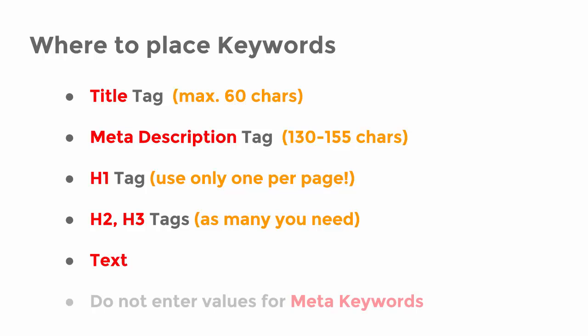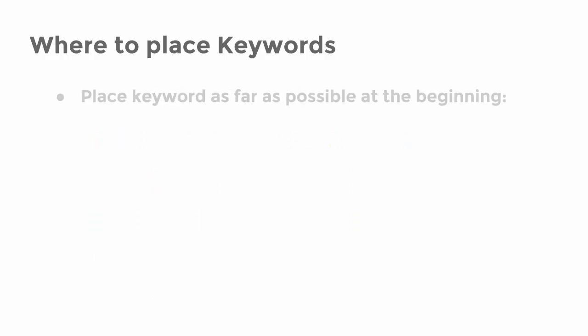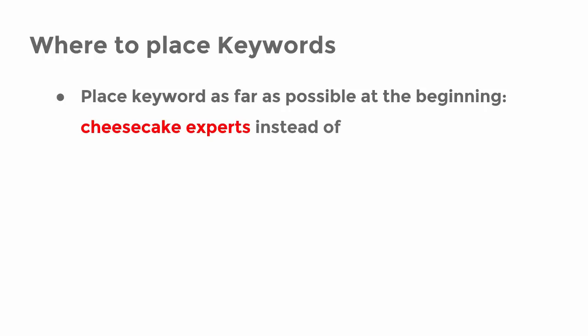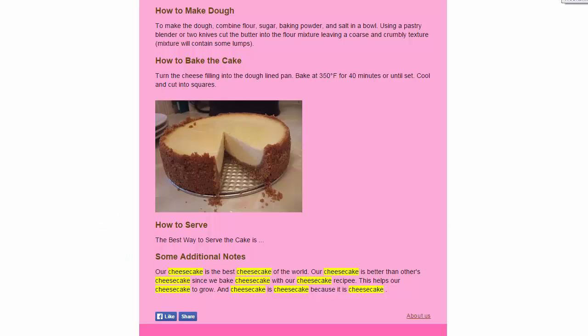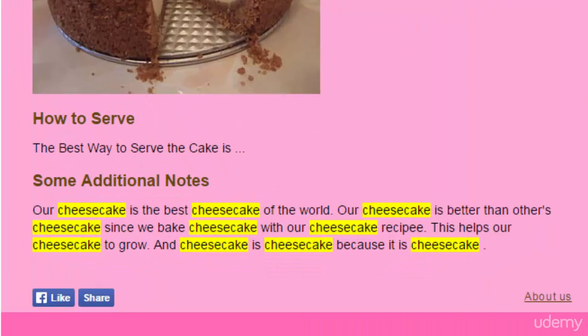Do not add values for the meta keywords field if your system provides it. It is outdated and no longer processed by search engines. Then keep in mind to place keywords as far as possible at the beginning, no matter if you add them to title, description, headlines or text. And take care that title, headline and text relate to each other. What you should definitely avoid is so-called keyword stuffing, as demonstrated here. Keep your keywords in a reasonable number. Do not write your text for search engines, but for the visitors of your site.